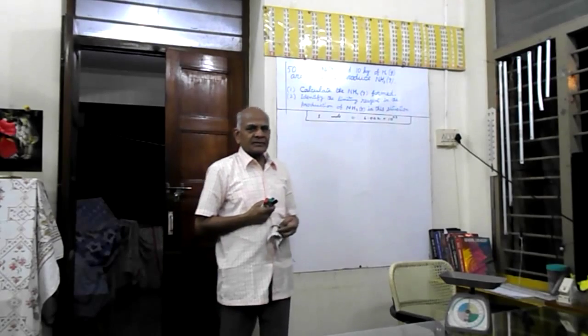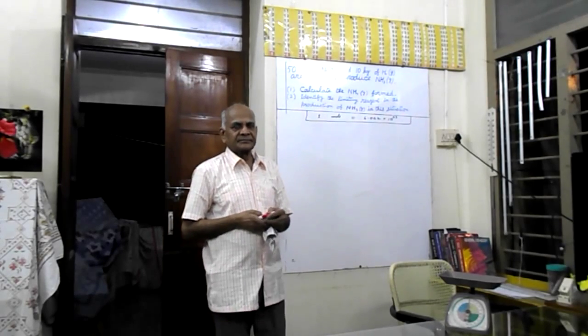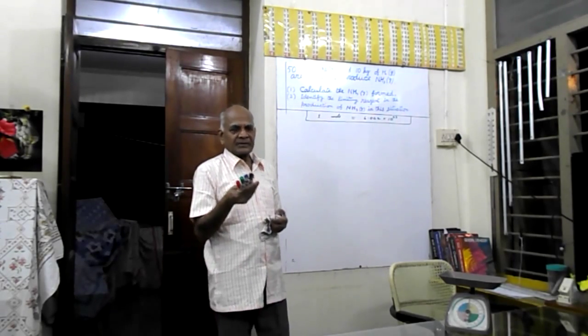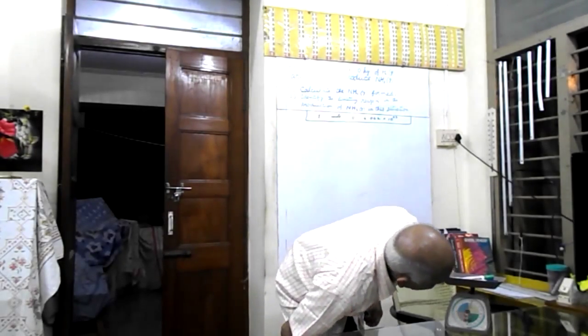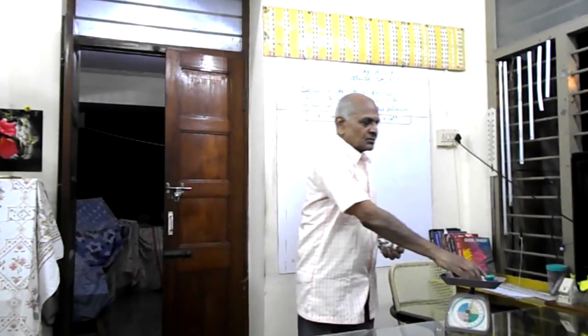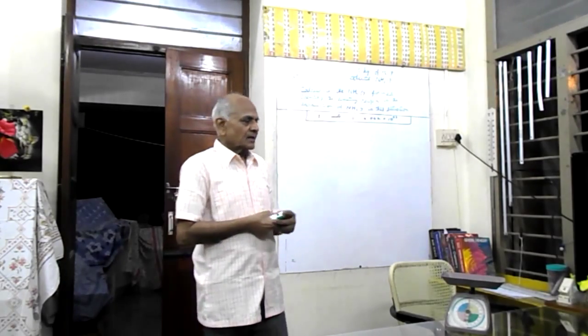To find the mass, we use a balance. Now I put these 4 pens on the balance and I measure the mass of it. It is 80 grams. So the 4 pens mass is 80 grams.